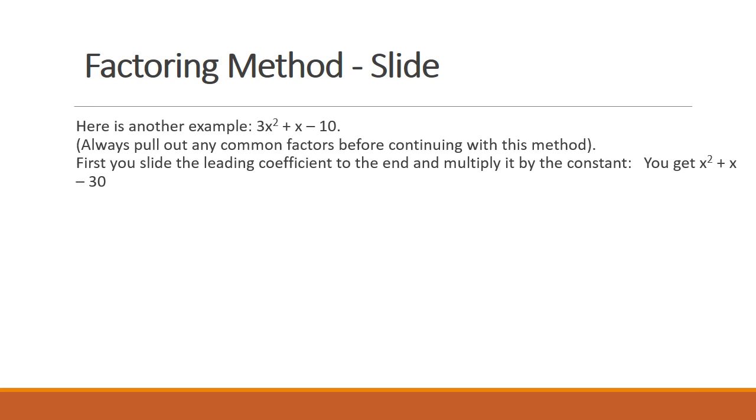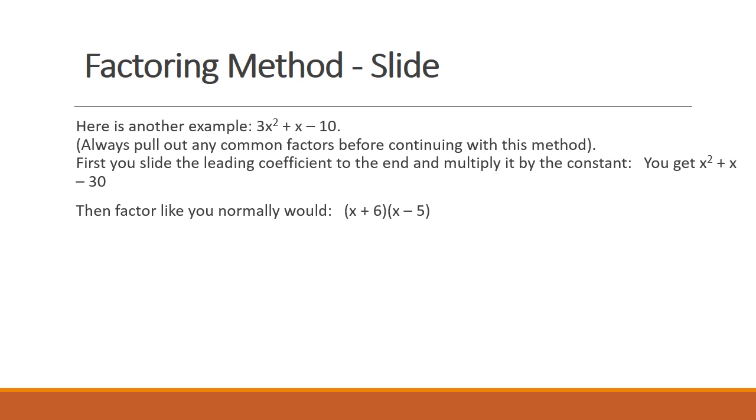Okay, so here's another example just to make sure we have it. By the way, you should always pull out any common factors before you begin this method. Of course, you should do that with any of our factoring methods. First thing you're going to do is slide the leading coefficient to the end and multiply it by the constant. So we get x squared plus x minus 30.